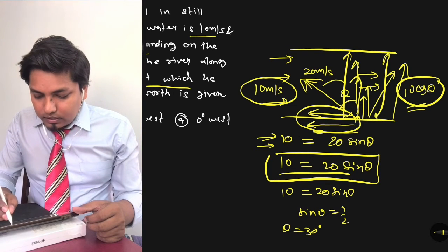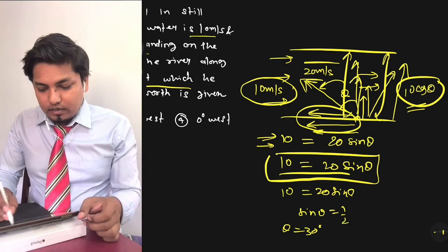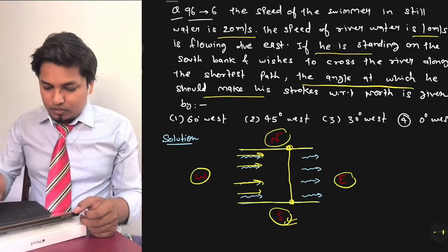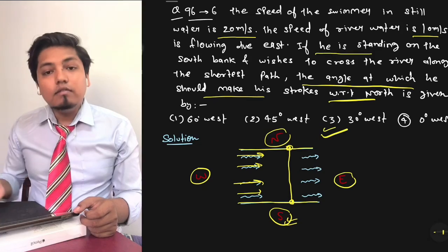So you can see 30 degree in which direction? West side. West of what? West of north, right? So with respect to north, 30 degree west is the right option.